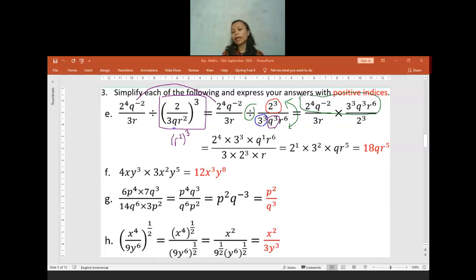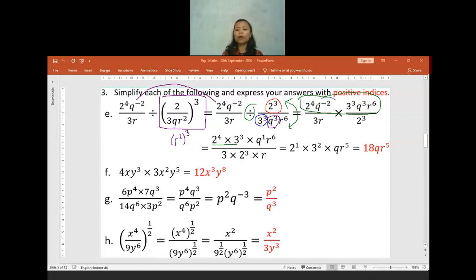I simplify the numerator first. Number times number, letter times letter. Since the numbers do not have the same base, I cannot simplify them. I will write them as 2 to the power of 4 times 3 to the power of 3 still, because they do not have the same base, we cannot simplify.